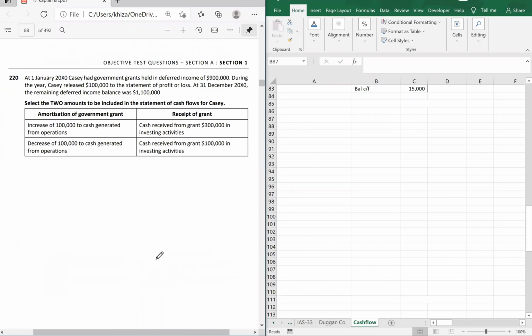Now, at 1st January 20X0, Casey had government grants held in deferred income of 900,000. During the year, Casey released 100,000 to the P&L. At 31st December 20X0, the remaining deferred income balance was 1.1 million. Now what they have asked is, select the two amounts to be included in the statement of cash flows for Casey.